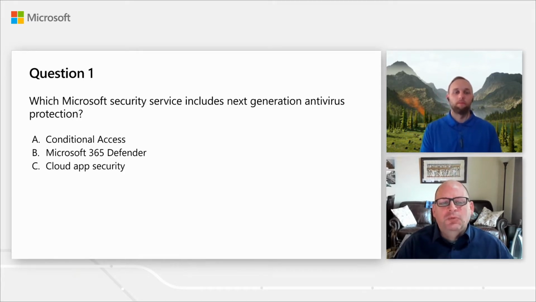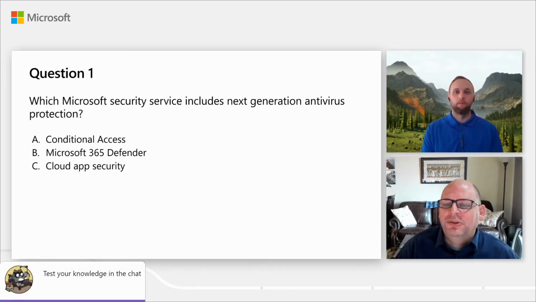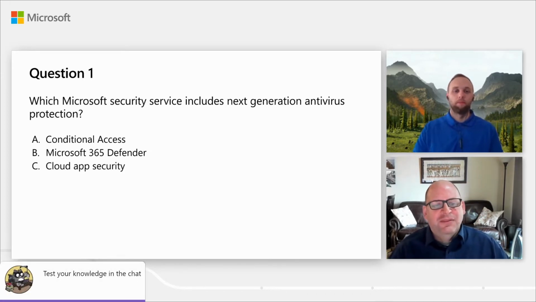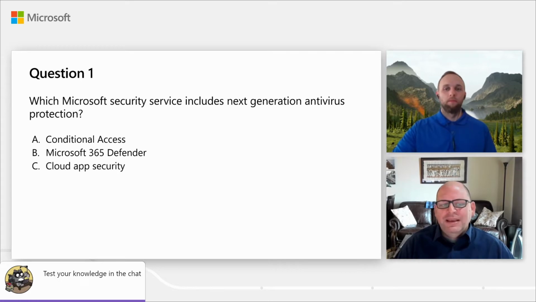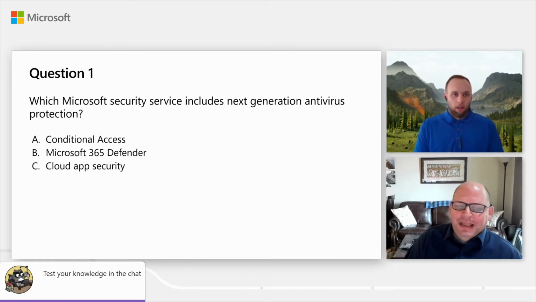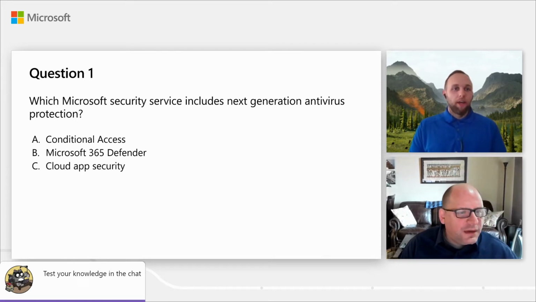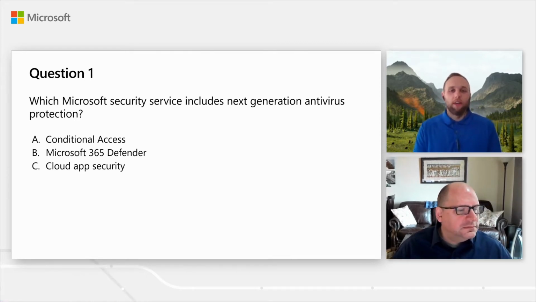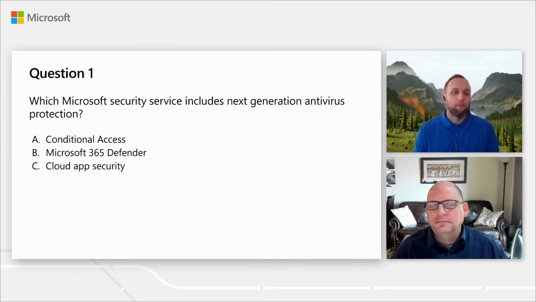So that first question is, which Microsoft security includes next generation antivirus protection? Now, we didn't talk about conditional access yet as a tool, so I'm going to guess, John, that that's probably not the right answer. Yeah, I would agree, and I think we teased that we will be talking Cloud App Security Brokers, or CASB as folks might know it. So I don't think that would be the answer quite yet.